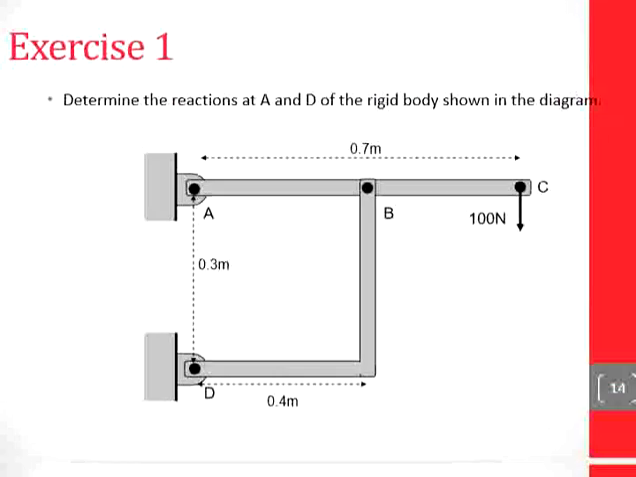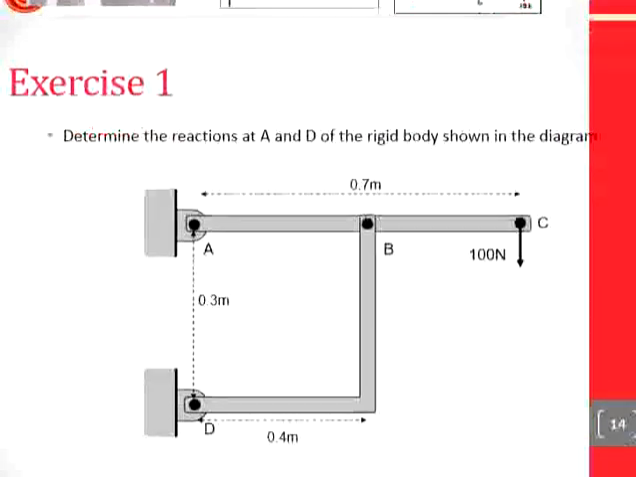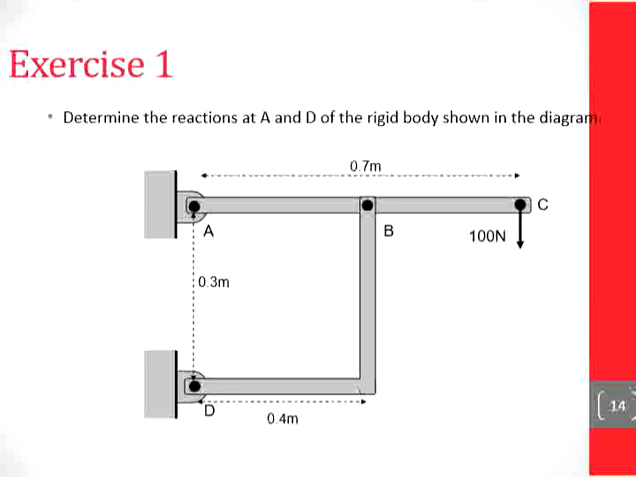Okay, let's look at the first example. Determine the reactions at A and D of the rigid body shown in the diagram. Okay, we have A, B, C, and D here. Firstly, determine the.